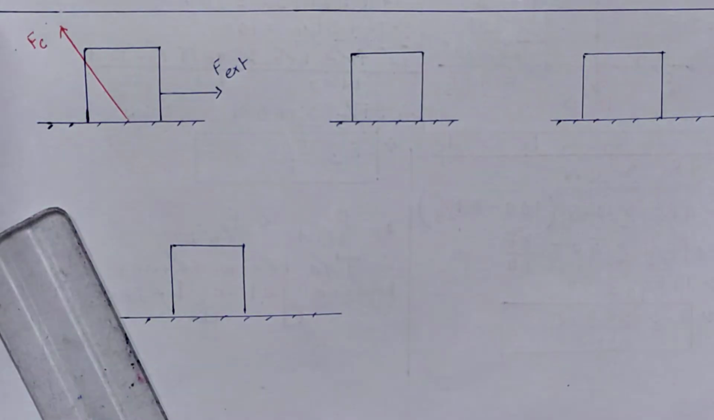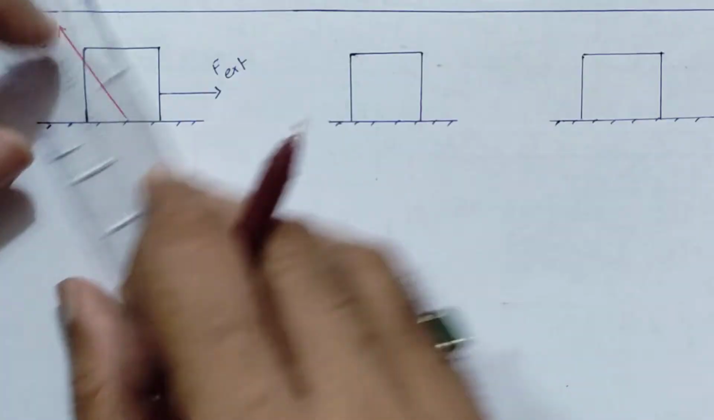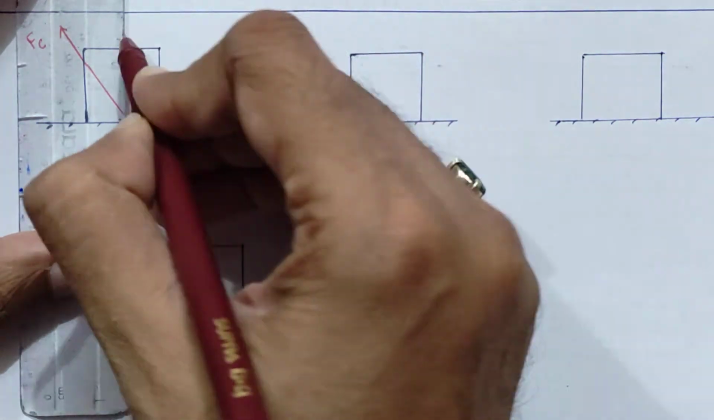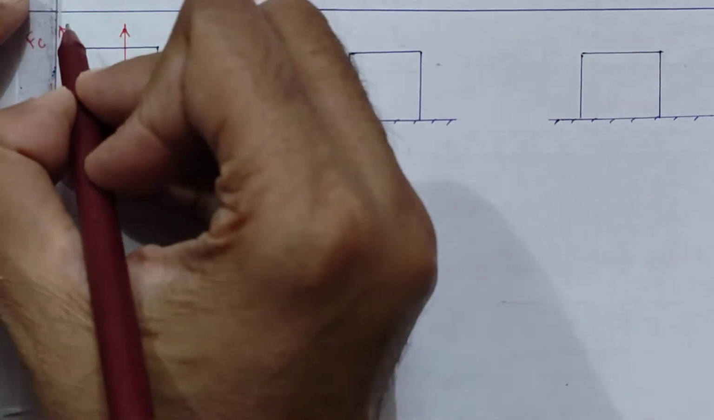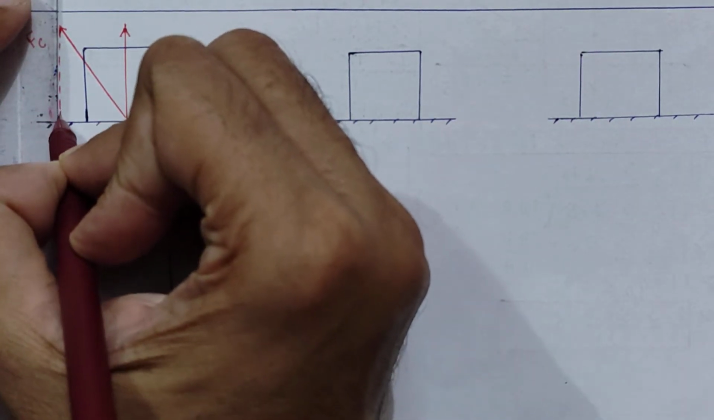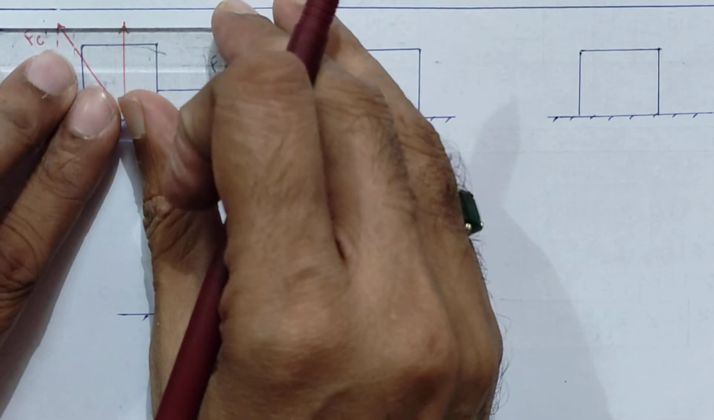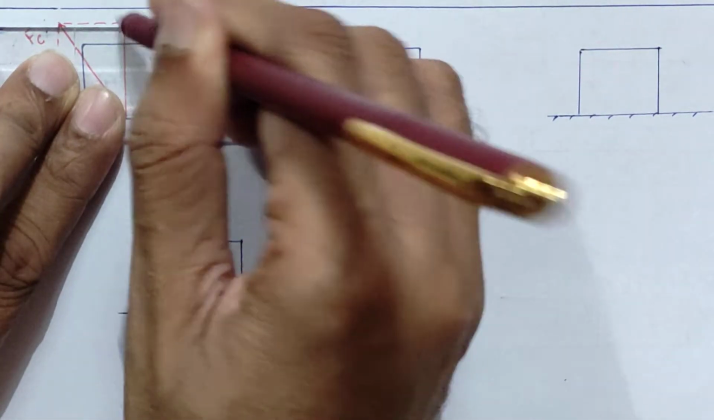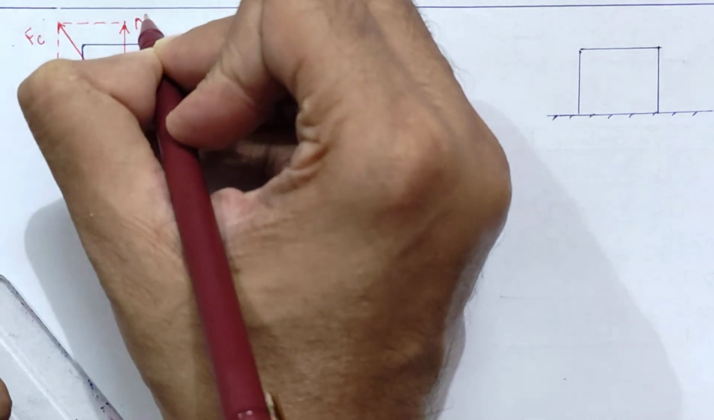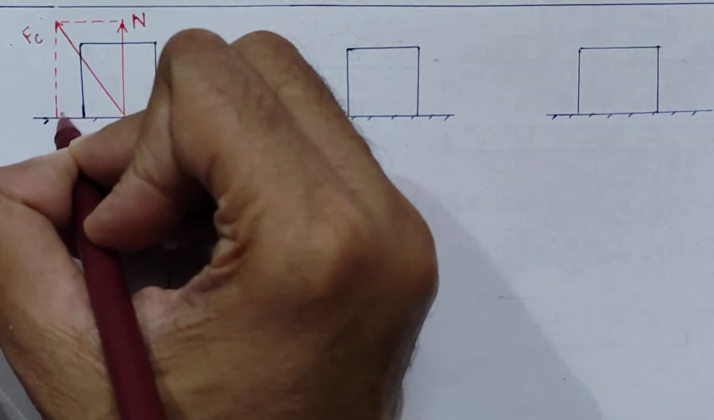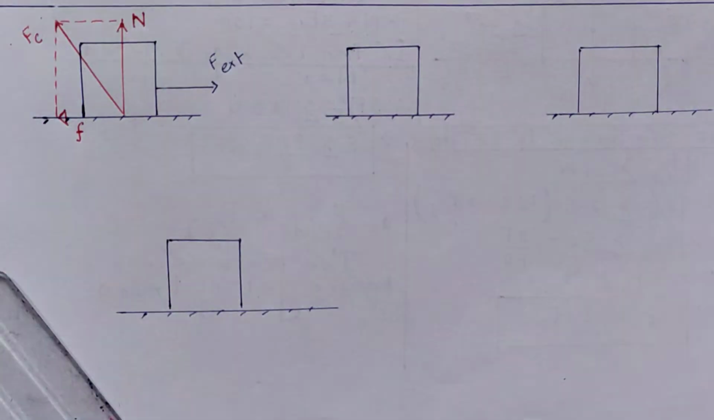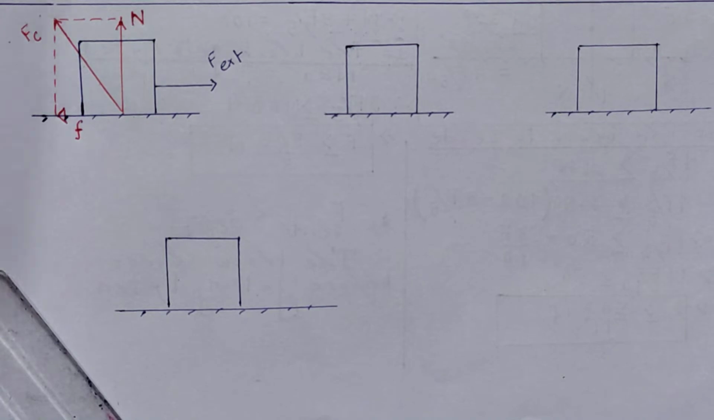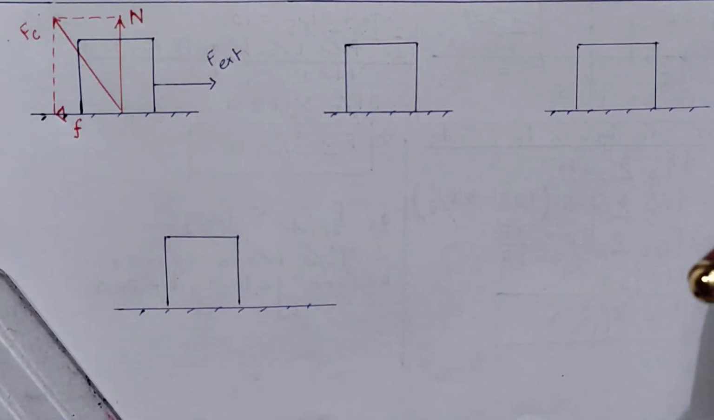So we can say this is a contact force, and that contact force can be resolved into two components: one vertical component and one horizontal component. This vertical component of contact force, we are calling the normal reaction force, and the horizontal component of contact force, we are calling the force of friction. Okay, so that is the basic origin of friction.